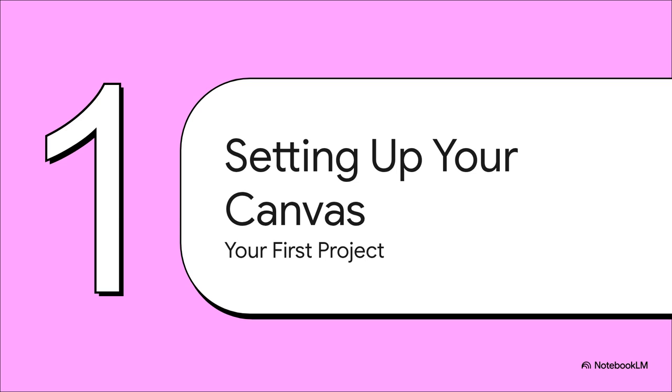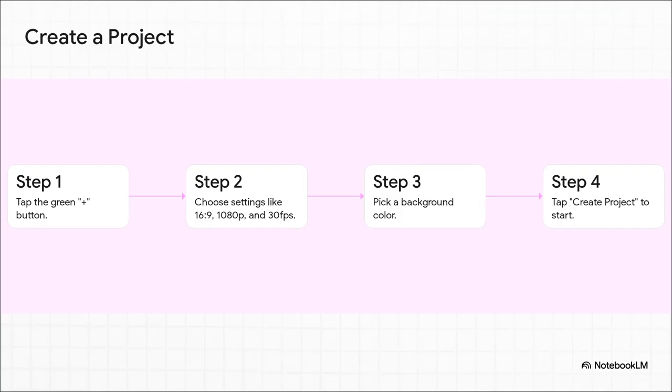So where do we start? Well, like any artist, you gotta start with a blank canvas, right? Let's walk through setting up your very first project. This is super easy. It really is this simple. Seriously, you open up the app, you see that big plus button at the bottom, and you just tap it. Then you pick your settings. For what we're doing, 16:9 is perfect for stuff like YouTube or social media. 1080p gives you that nice crisp quality, and 30 frames per second will make it all look smooth. Pick whatever background color you want, hit Create Project, and boom! Your canvas is ready to go.